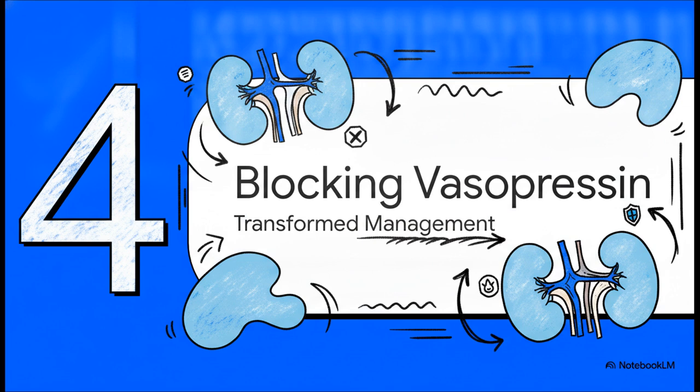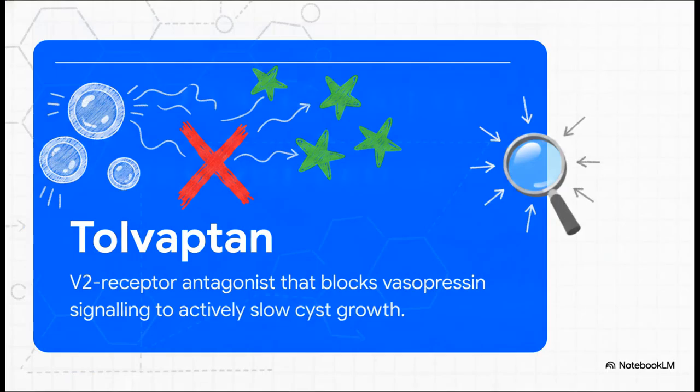Okay, let's talk solutions in part 4. Blocking vasopressin to slow growth, and how this has completely transformed the management landscape. For literally decades, managing this disease was just passive monitoring, waiting and watching. But following the landmark KDIGO 2025 clinical practice guidelines, the focus has completely shifted to active disease modification. The absolute hero of this new era?